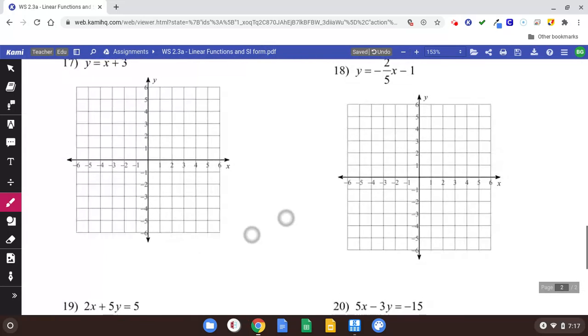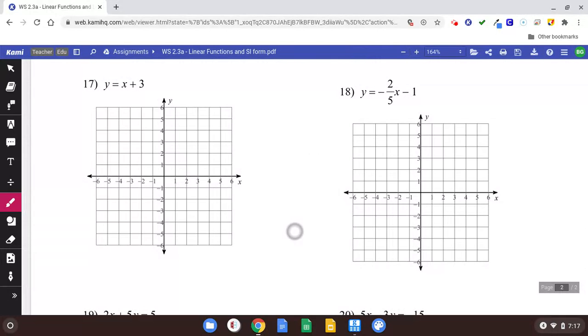Okay, so 17. Let's do 17 without a table. In order to do that, you would need to notice that the m number is 1. So think about your m number as a fraction, 1 over 1. Really, you could do any fraction that reduces to 1. 2 over 2, 4 over 4, any of those would work. And your b number is 3.